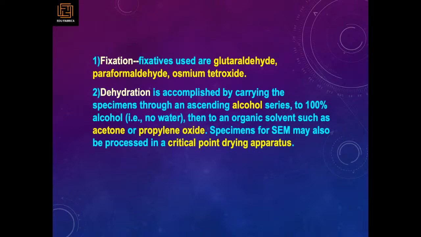So you fix your cells with glutaraldehyde, paraformaldehyde, osmium tetroxide, then dehydrate them with the alcohol series from 100% alcohol to non-water. Then you put organic solvents such as acetone or propylene oxide. Then specimens go into the critical point drying apparatus.